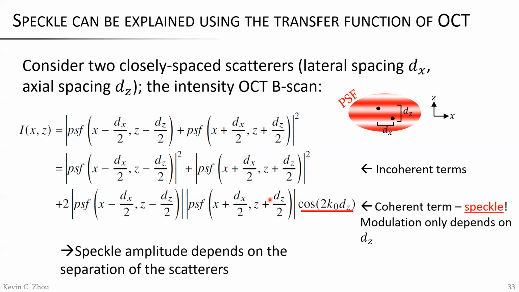And note that this coherent term goes to 0 when either the axial or lateral separation becomes larger than the resolution. So that means that these points are spaced further apart than the width of the PSF. And that's indicated by this factor here. And this makes sense because then they're no longer close to each other and they can no longer interfere with each other.